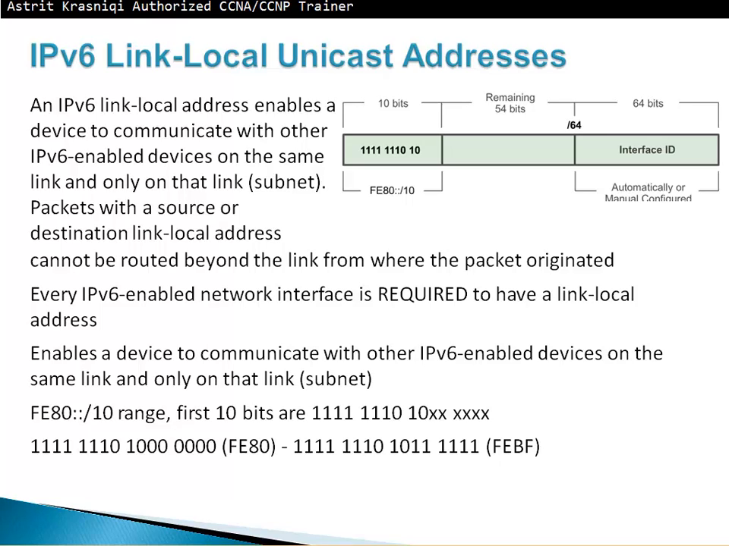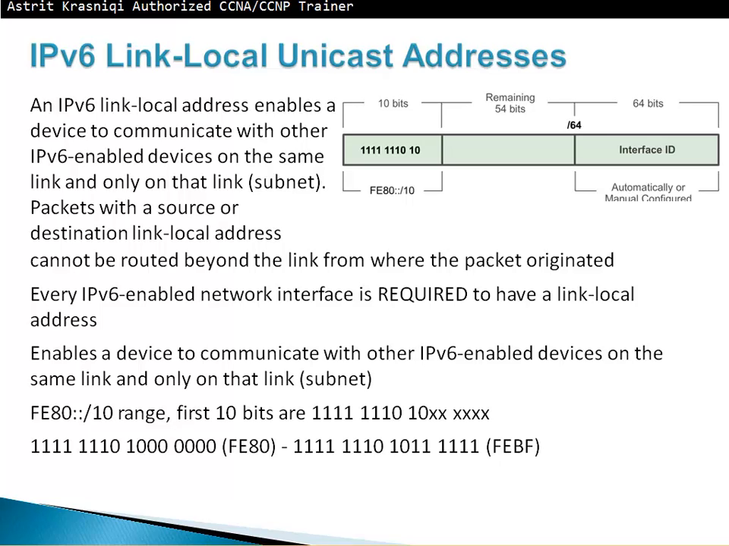Packets with a source or destination link-local address cannot be routed beyond the link from where the packet originated. So it cannot be routed. The one thing I can remember, this is maybe like IPv4 addresses 169.254, they're not routable. They are just within the link, so the devices can communicate with each other.